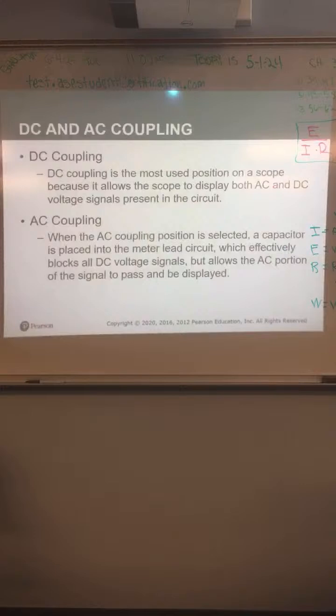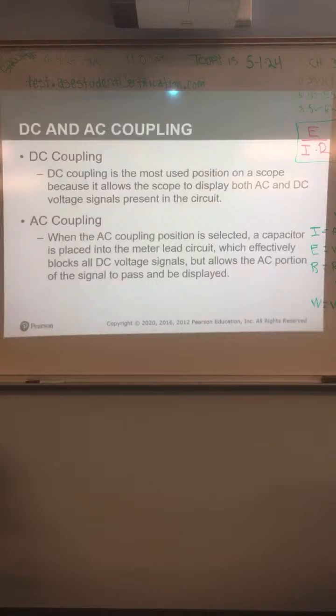AC and DC coupling, I think, let me see, I think there might be a question on AC and DC coupling on here. Okay, maybe not on this one, okay.